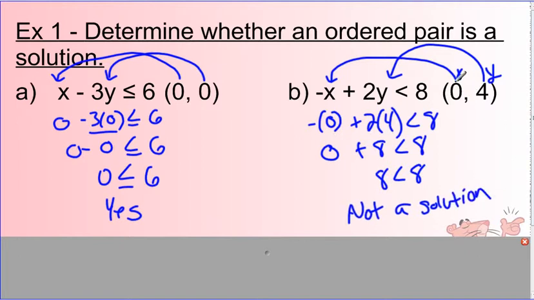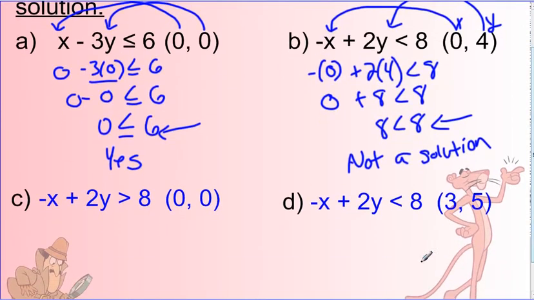Okay, so x value in for x, y value in for y. Do the math and see if the thing it gives you is true. If it's true, it is a solution, like example A. If it's not true, it's not a solution. I would like you to please try letters C and D right now. Okay, hopefully you've done it by now. If not, go ahead and pause the video and do it.